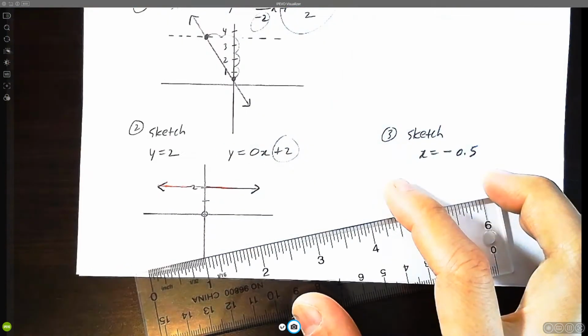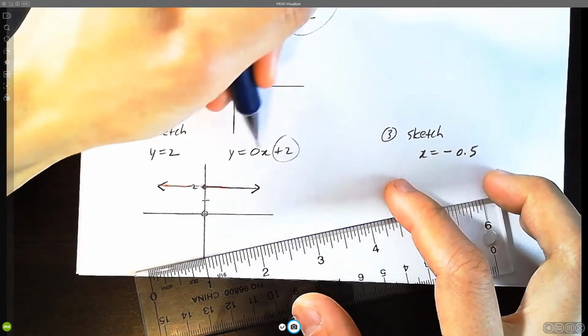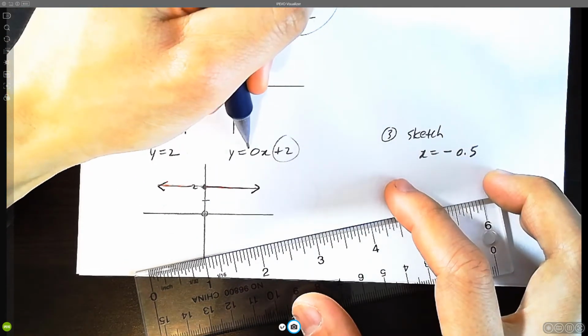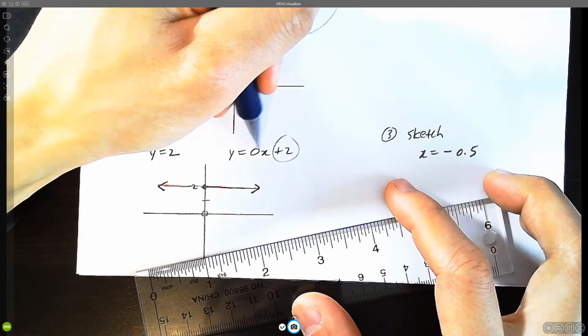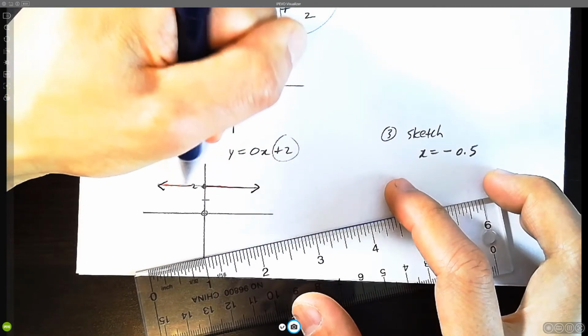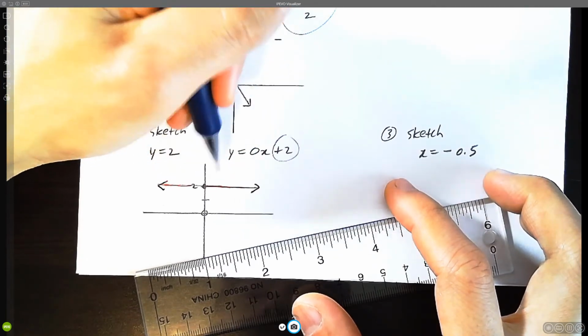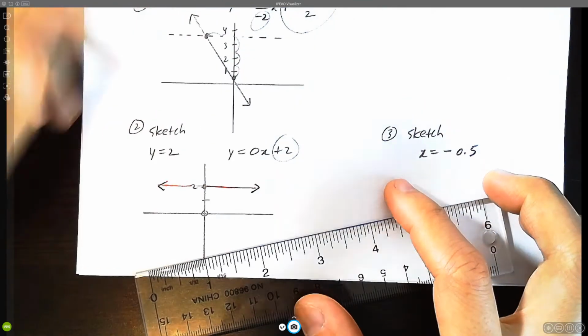So what we have is y equals 2 is the same thing as y equals 0x plus 2. This here is the y-intercept. And the slope happens to be 0 for every single x value. 0 times anything is 0. So the slope here is 0 all the way across this whole line. So please remember, these are equivalent. This is actually a line.